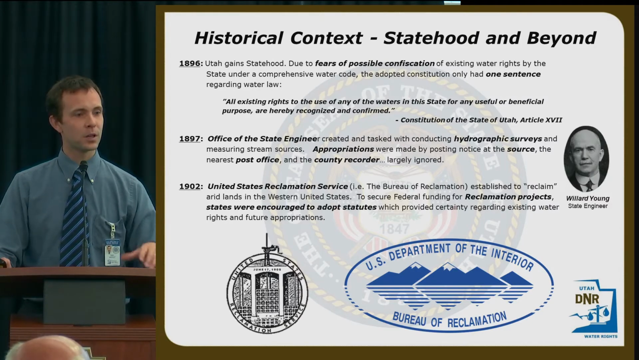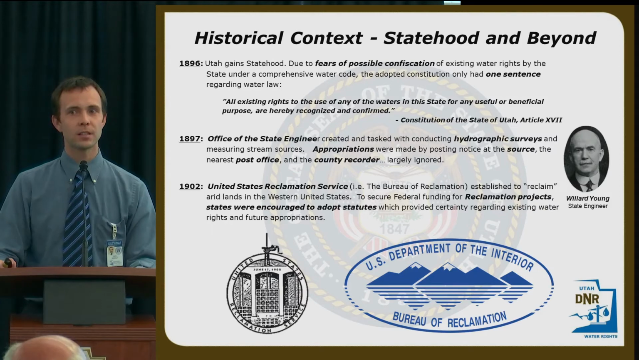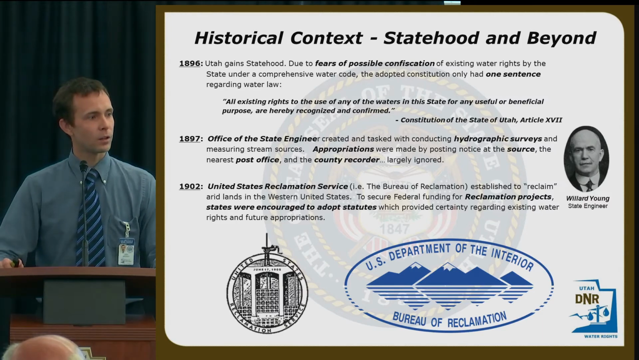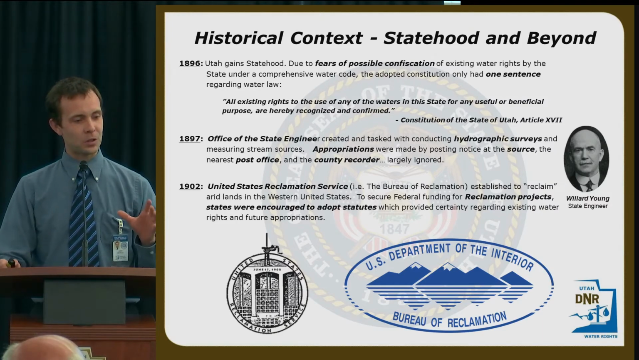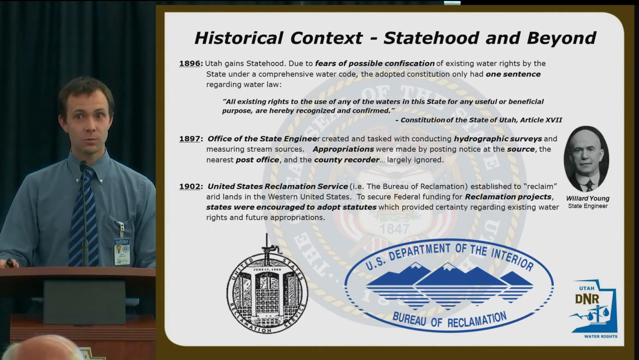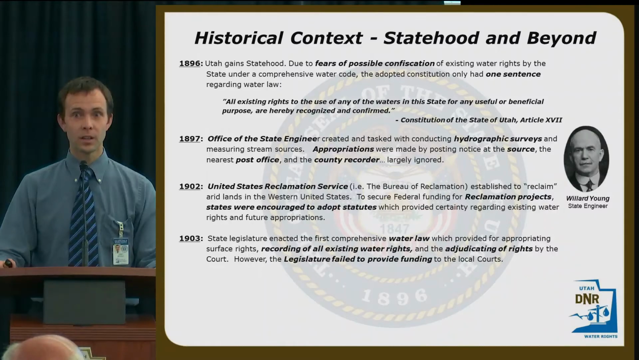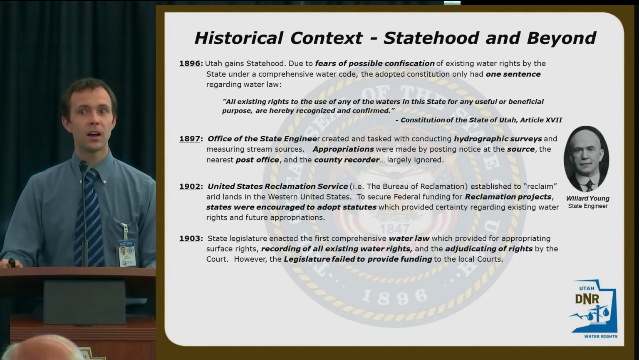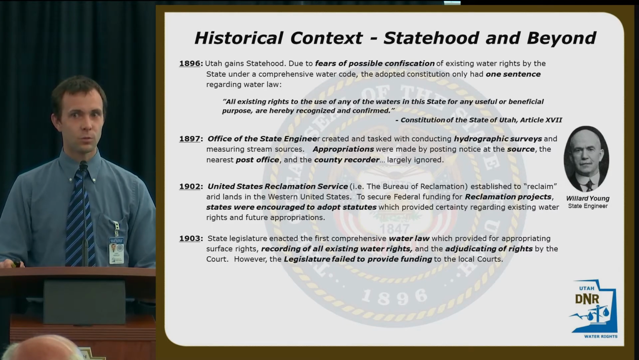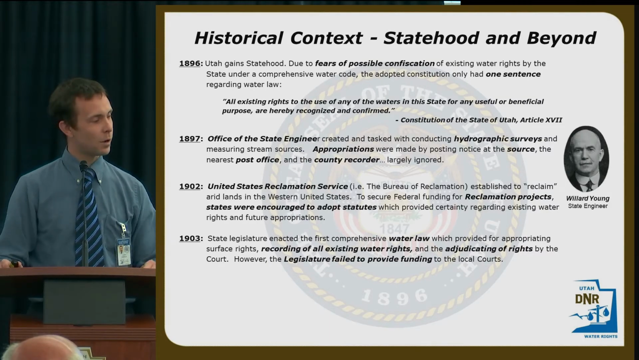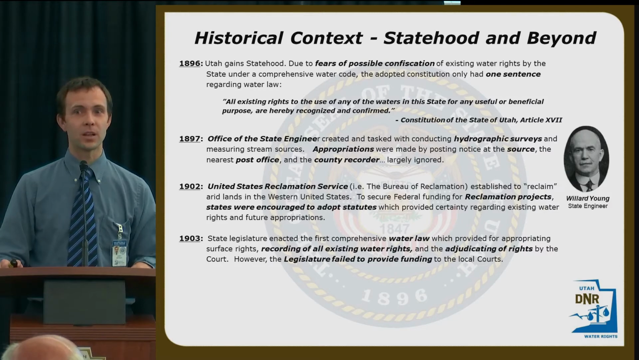And in order to do that, the federal government asked states or encouraged states to adopt all-encompassing or comprehensive water rights statutes to provide some clarity or some certainty regarding existing and future water rights appropriations. So in order to secure federal funding, Utah decided that this would be a great idea, and in 1903, we adopted the first comprehensive water law that provided for appropriating surface waters and recording of all existing water rights, which is an important part of why we're here tonight, and the adjudication of rights by the court.